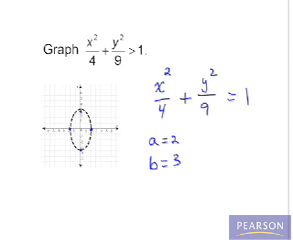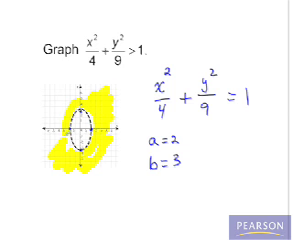And now we need to come up with a test point to see if we shade inside the ellipse or we shade outside the ellipse. And 0, 0 is a nice point to use. So if I let x be 0, let y be 0, we get 0 plus 0, which is not greater than 1. So therefore we want to shade everything outside of the ellipse.